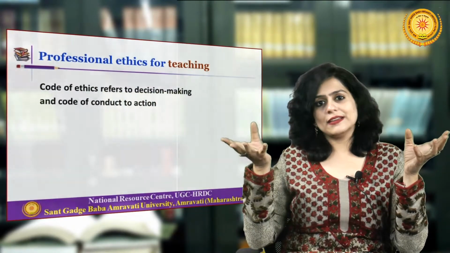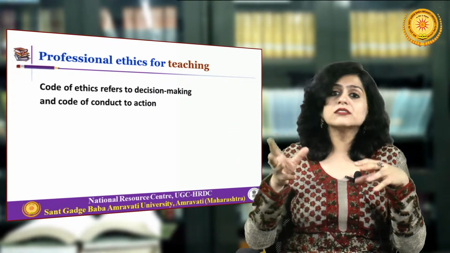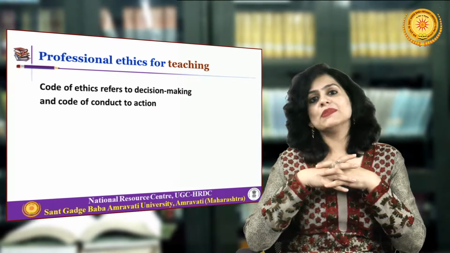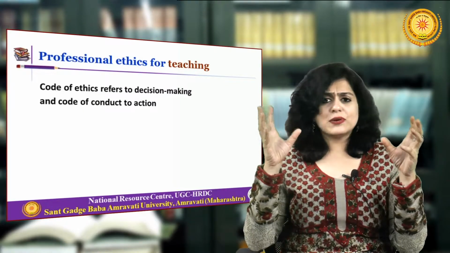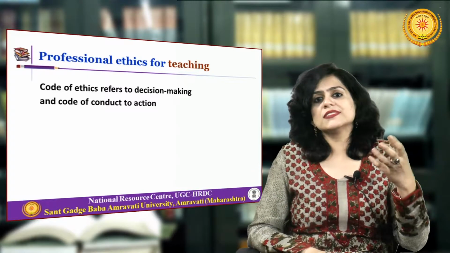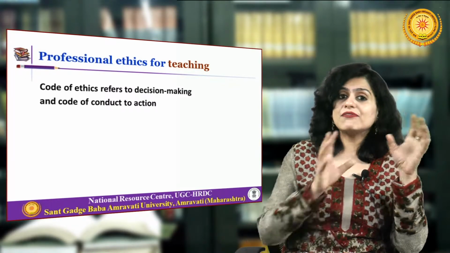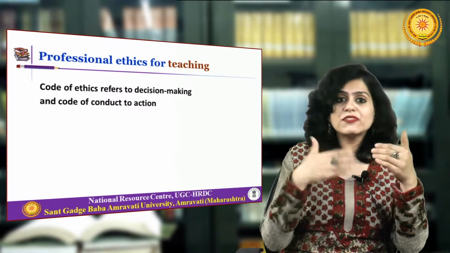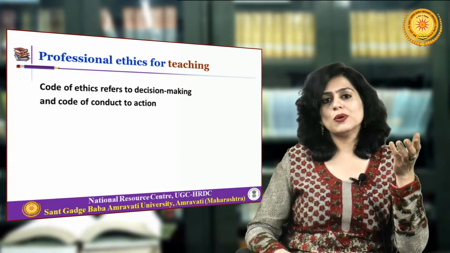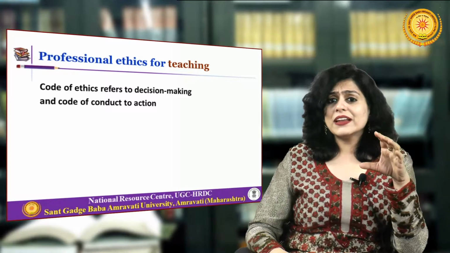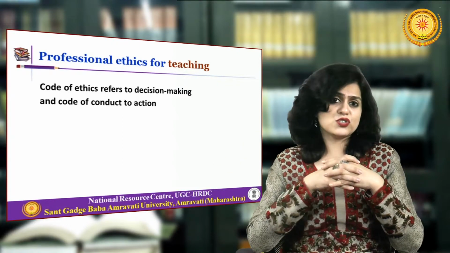Now, when we say code of ethics, it largely refers to decision making, and code of conduct to action. Let us see an example of each. So an example of code of ethics would be, say for instance, a teacher has a particular religious ideology or she favors a particular linguistic community. This favoritism or this bias, however, should not be reflected in her teaching. Keeping this bias out is an ethical choice and decision which is taken by the teacher. Refraining from gossip and ungainly conversation also, for instance, is a teacher's ethical choice.